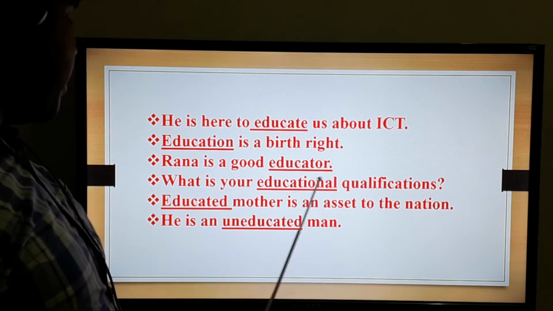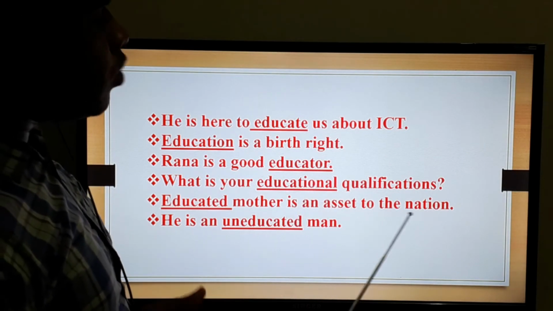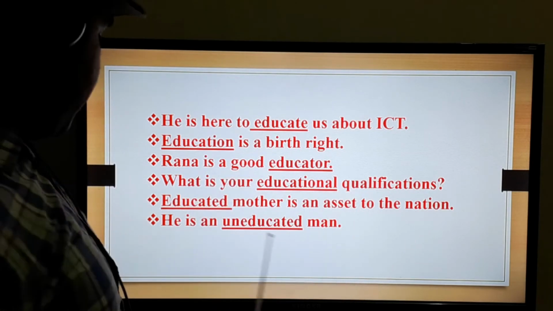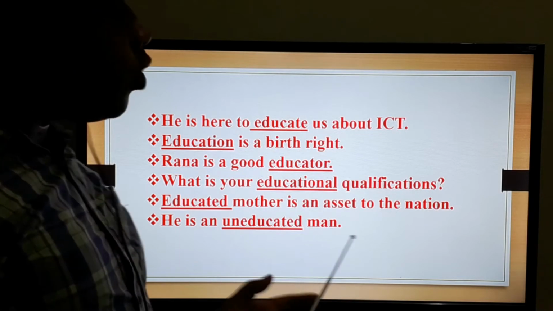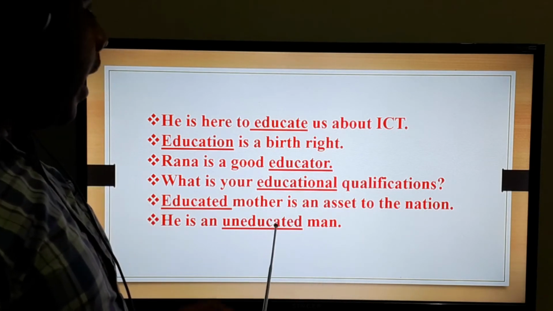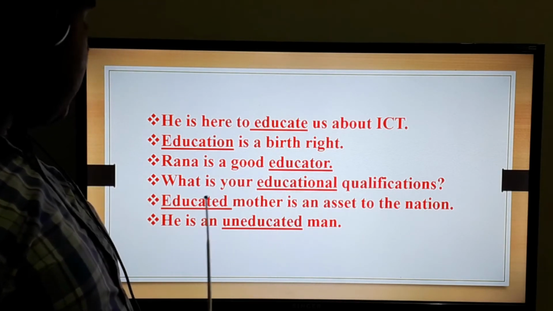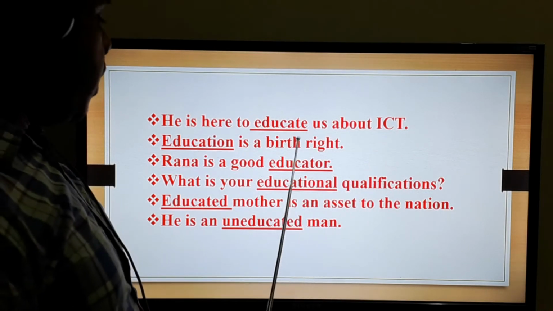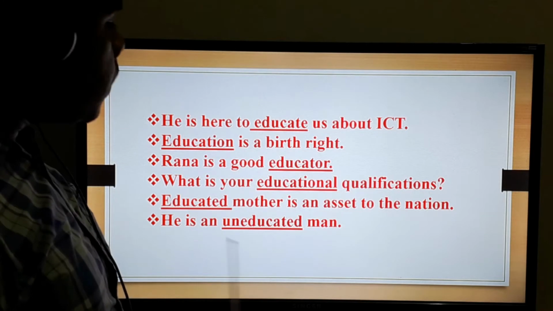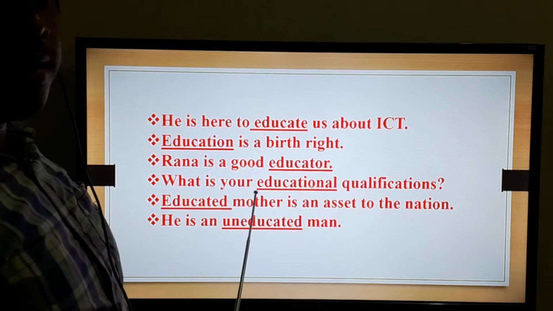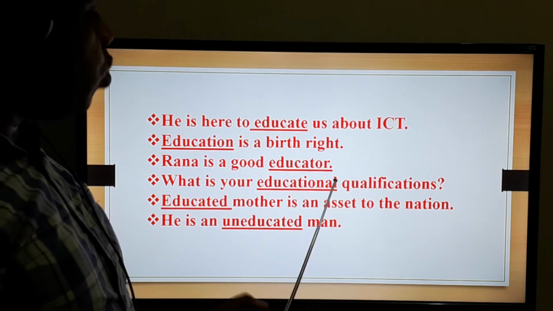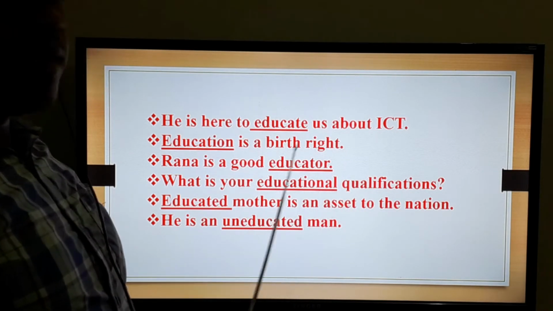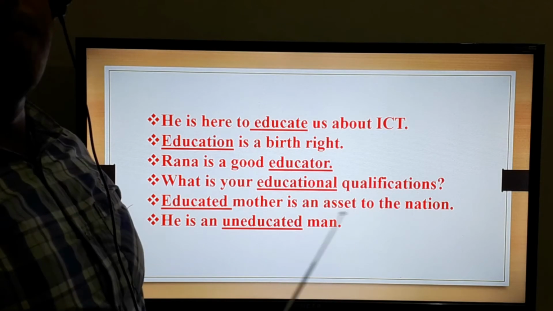We use it in the sentence. Educated mother is an asset to the nation. Yes. Educated, that is also an adjective. And lastly, he is an uneducated man. That is also an adjective. So educational, educated, uneducated, these are adjectives. But you see, we use them in different ways. The base word is educate, but we transform it into various parts of speech and we use them in various types of sentences.